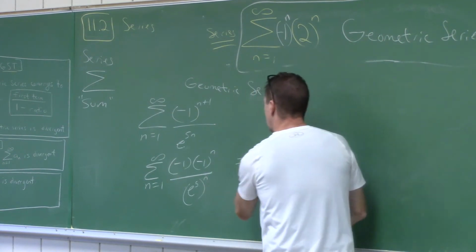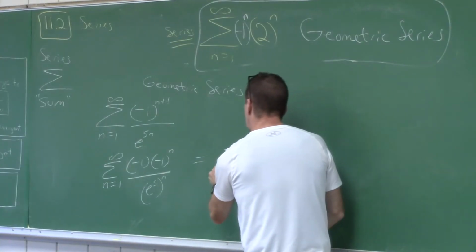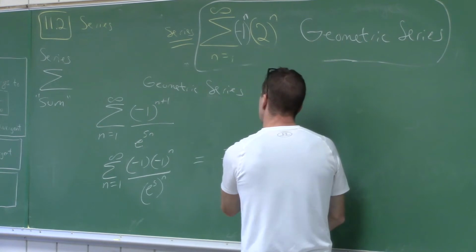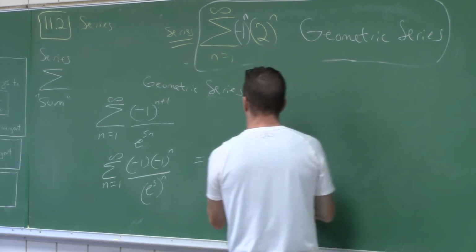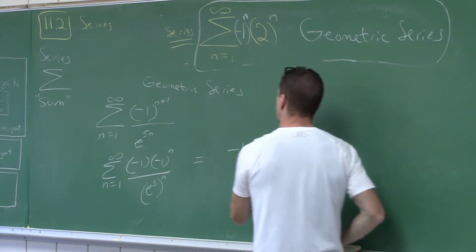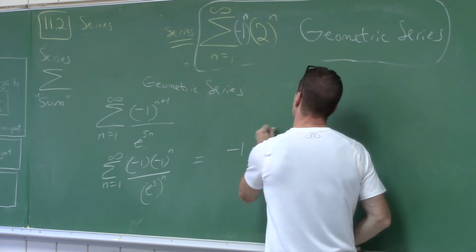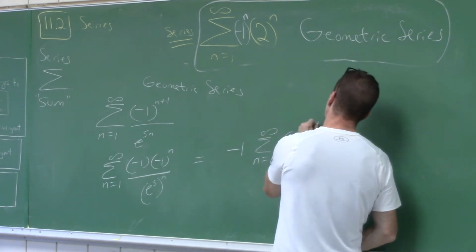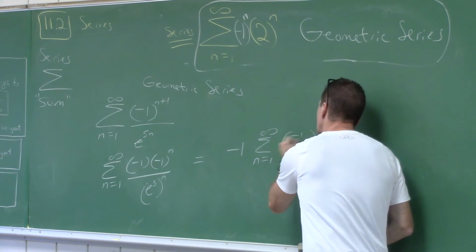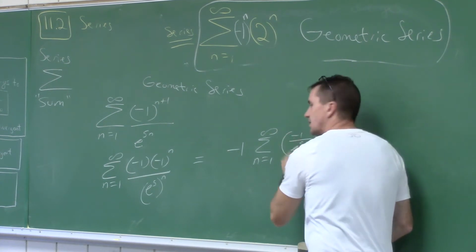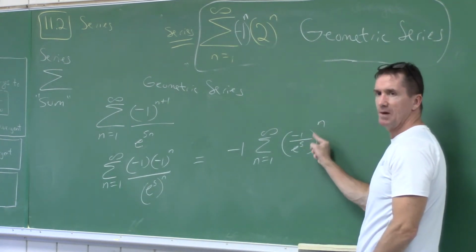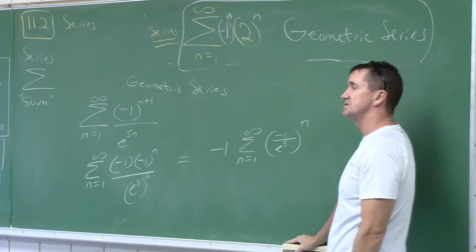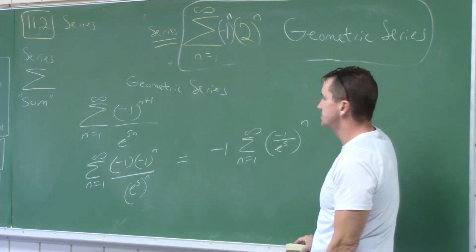I can take that negative 1, stick it out in front. I can't do anything else, I'll just put a negative 1 in front. You've got n equals 1, and everything is raised to what power? You see what I mean? Geometric. You can look at the ratio of the terms. You have a common ratio between terms.